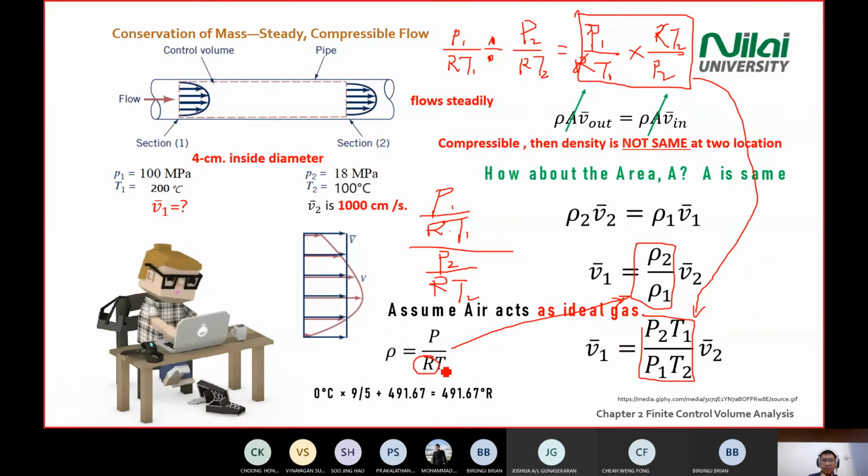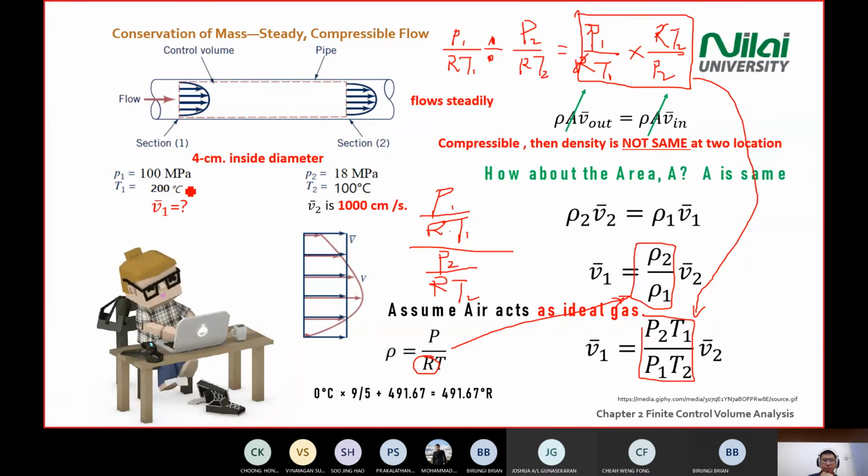Because gas constant doesn't change. Each medium has its own gas constant. Nitrogen has one value, oxygen has one value, air has one value, and so on. Okay, you get V average V hat 1 equal to P2 T1 divided by P1 T2 times V2. So all these, so far we're still doing mathematics arrangement.